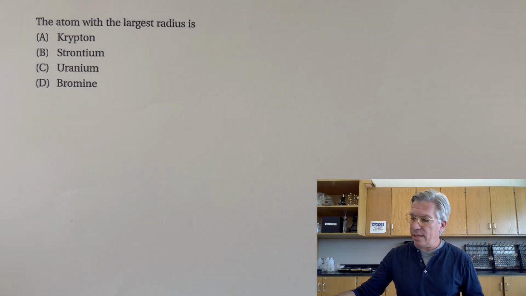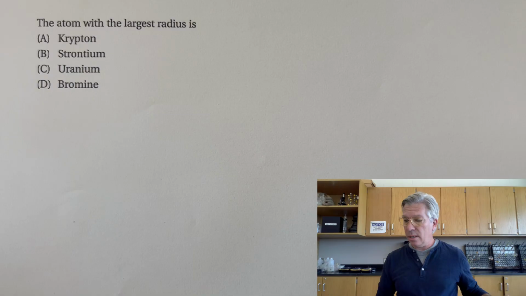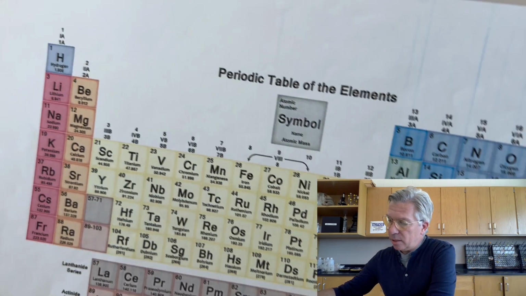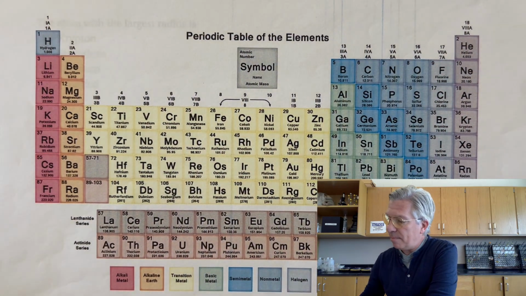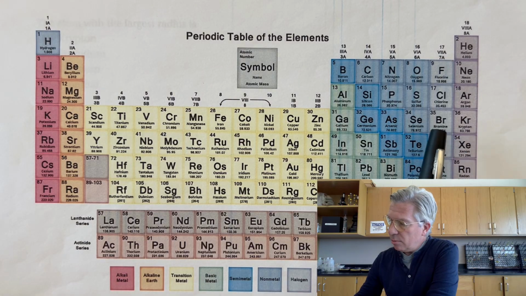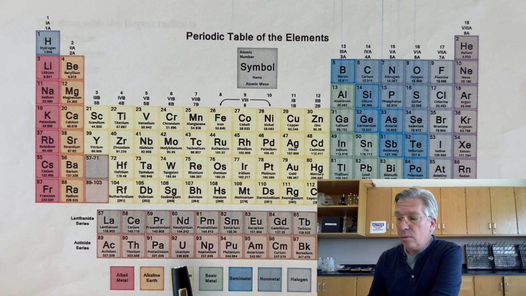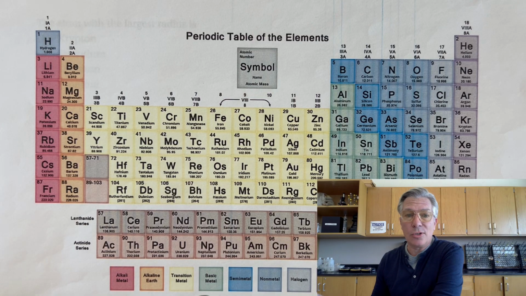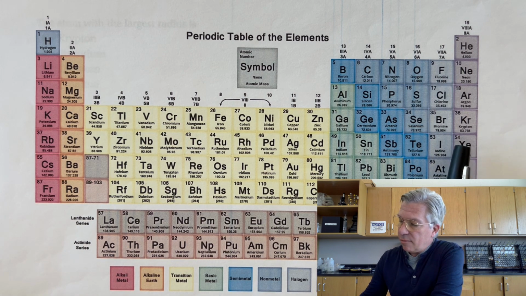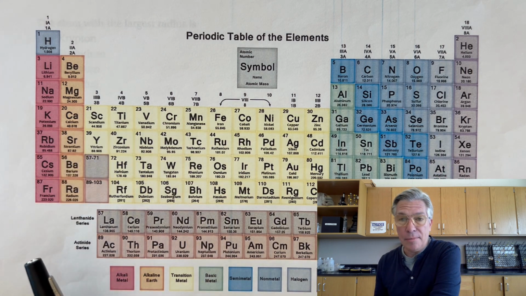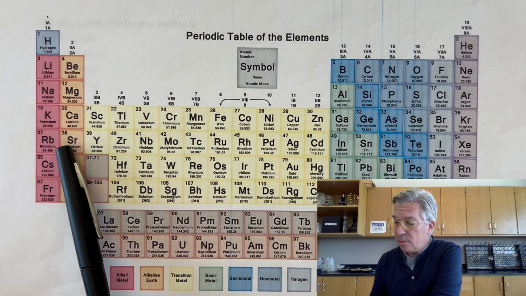All right, the atom with the largest radius is, and they give us 4 choices: krypton, strontium, uranium, and bromine. So you might have to go find them. Krypton, bromine, strontium, and uranium is down here. So you'll always have a periodic table. Just know how to use it and know which way the trends go. And I'm looking for something that's either farthest left or farthest down. And I see that strontium is way over here on the left.